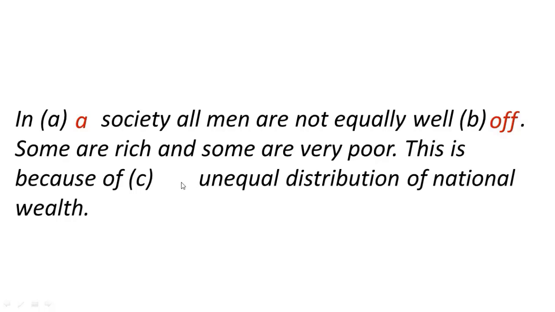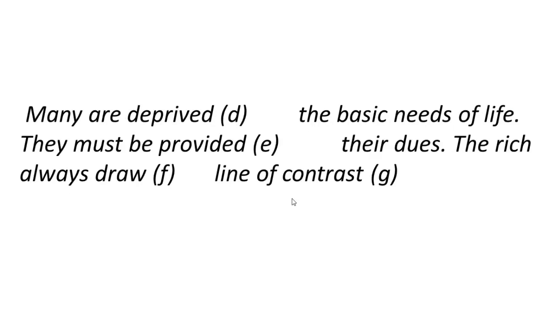This is because of dash unequal distribution of national wealth. So look at here, the blank is between a preposition and an adjective. So we can use here an article to fill in the gap. So what can we use? We can use here an. So the answer will be, this is because of an unequal distribution of national wealth. Then, many are deprived dash the basic needs of life. You know, deprived of is an appropriate preposition. So we can use here of.